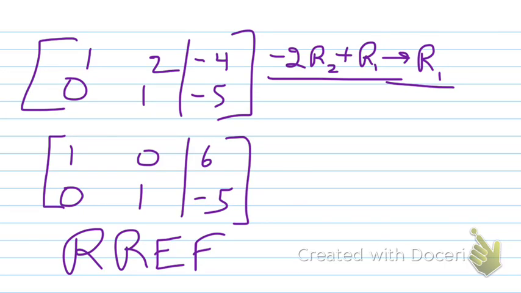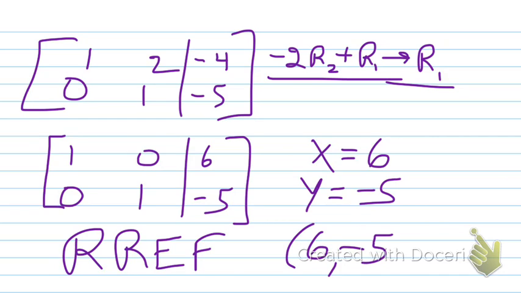We have performed Gaussian elimination, and we know that x is 6. We know that y is negative 5. We write this as an ordered pair. That's (6, negative 5), and the system is independent.